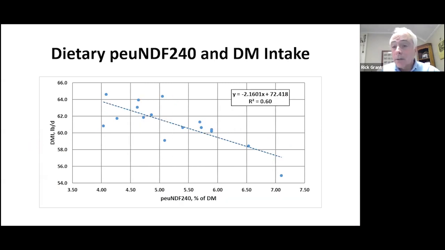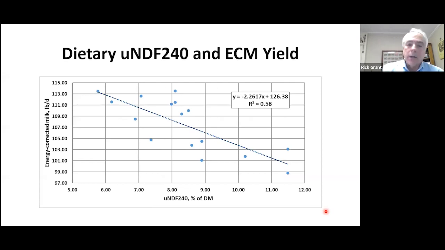If we combine particle size and uNDF into this metric I just introduced, and again the range is maybe from about 4 up to 7.5%, we do get a tighter relationship. Now about 60% of the variation in dry matter intake is explained by this combination where we've integrated particle size, or PEF, and uNDF240. Now, what about energy corrected milk?